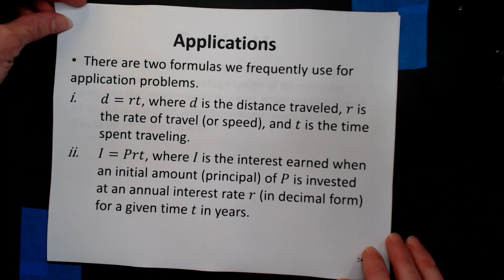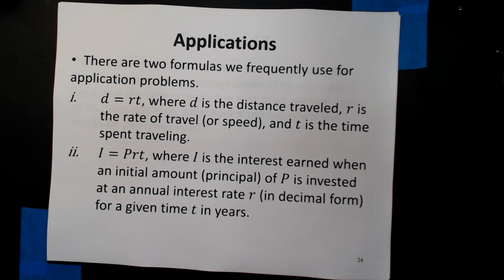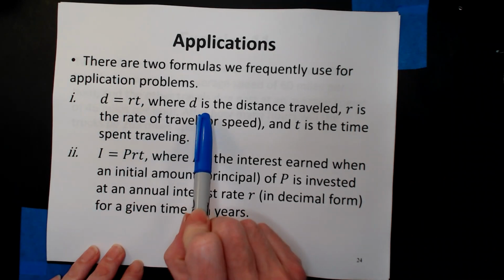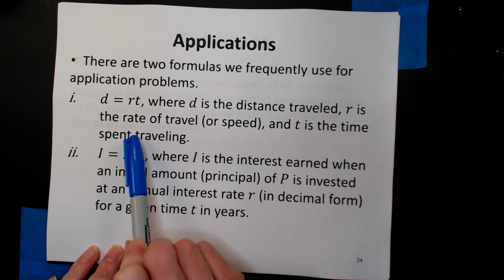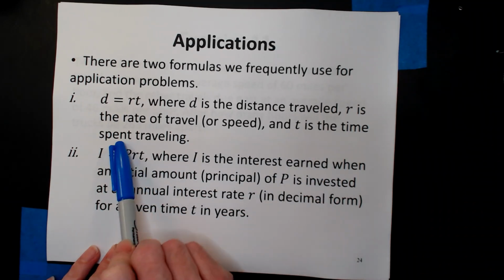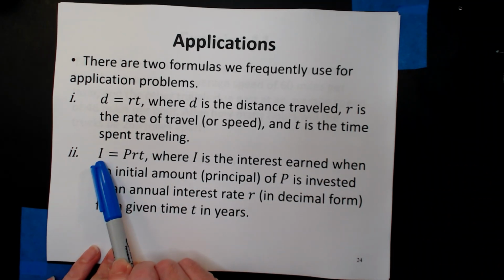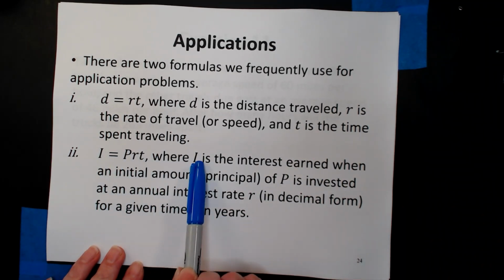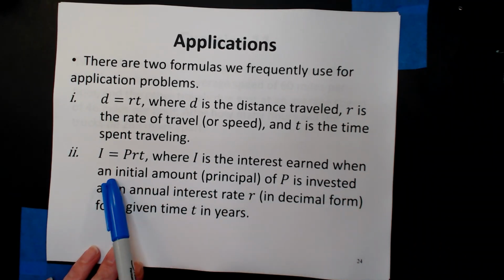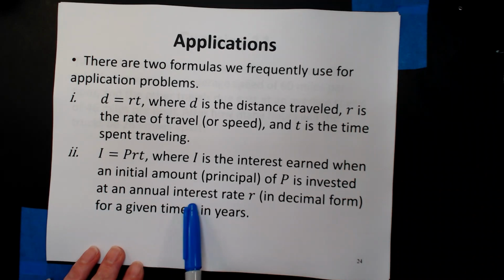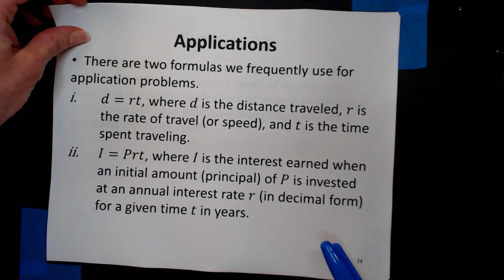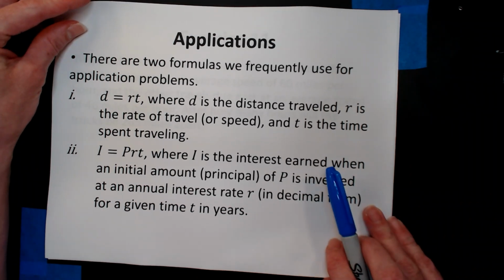All right, so application problems, word problems. There are two formulas we frequently use for application problems. D equals RT, where D is the distance traveled, R is the rate or speed, and T is the time spent traveling. I equals PRT, where I is the interest earned when the initial amount, the principal P, is invested at an annual interest rate R in decimal form for time t years.